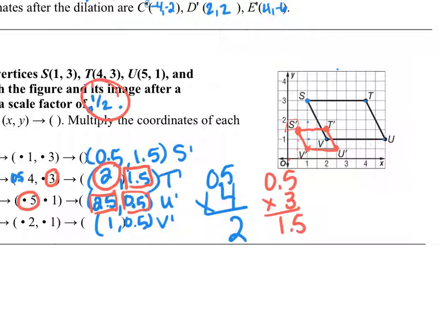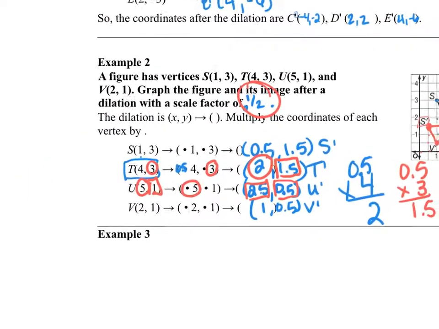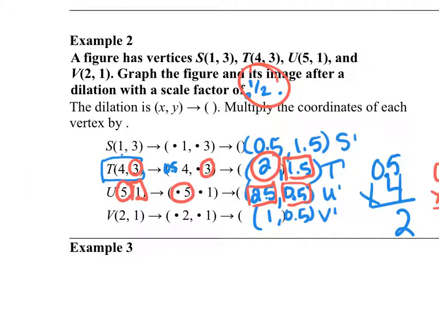So you just multiply. We take each point and multiply it by whatever the scale factor is.